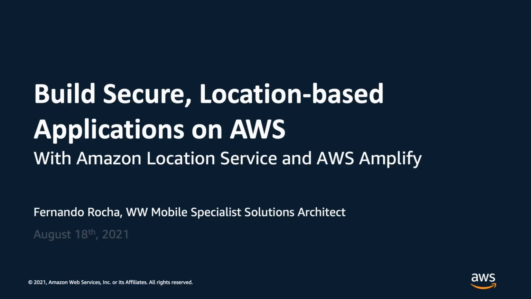And today I want to show you how I was able to build a full stack secure location-based application on AWS that has an event-driven backend. It has real-time capabilities and also geospatial capabilities like tracking and geofencing. All of that powered by AWS services like Amazon Location Service and AWS Amplify.